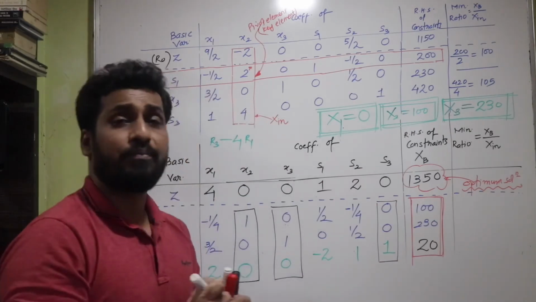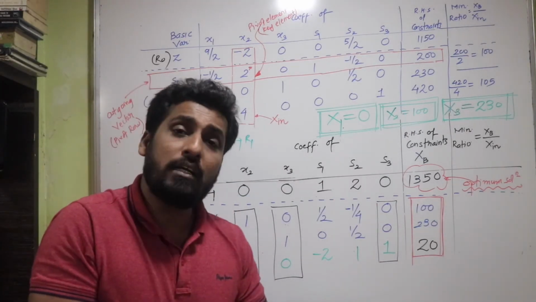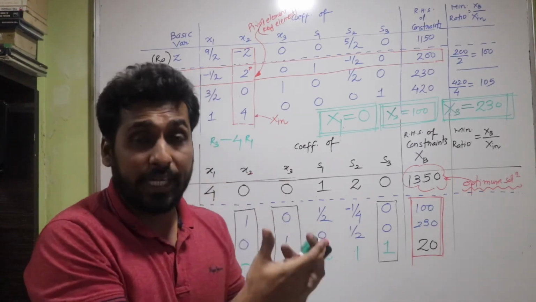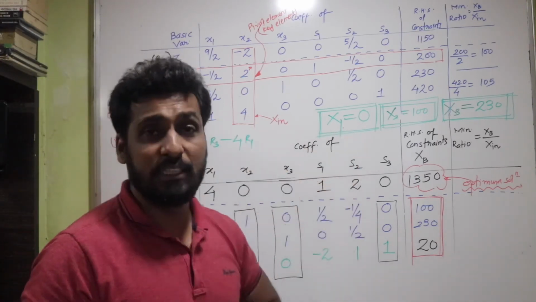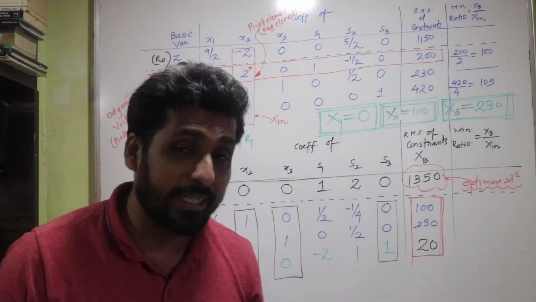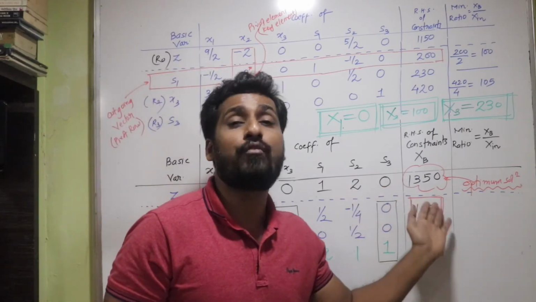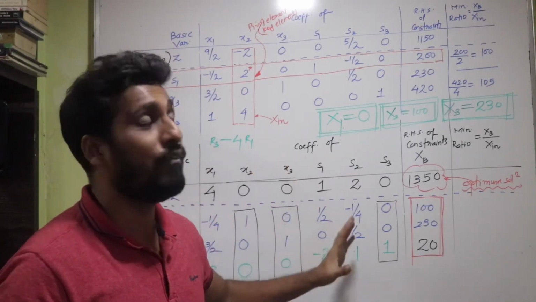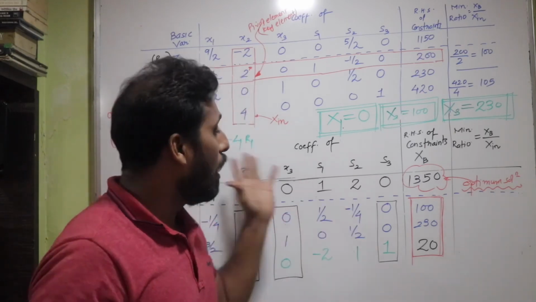That means, students, we had an objective function. Now I hope you have noted down the entire solution in your notebook. So you already have the objective function. Go back to the objective function and put the value of x1 as 0, x2 as 100 and x3 as 230 in the objective function. You will definitely end up with the answer as 1350, which is the optimum solution of the given objective function. So students, this is how we solve a simplex table.